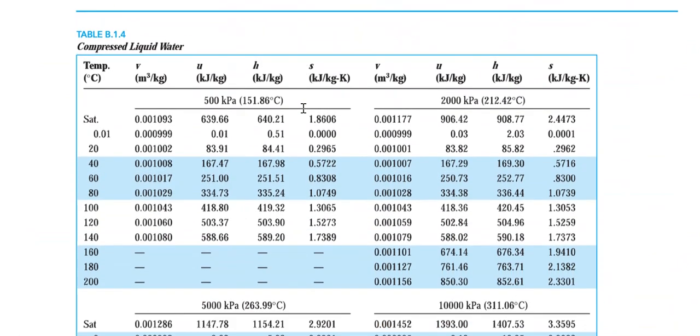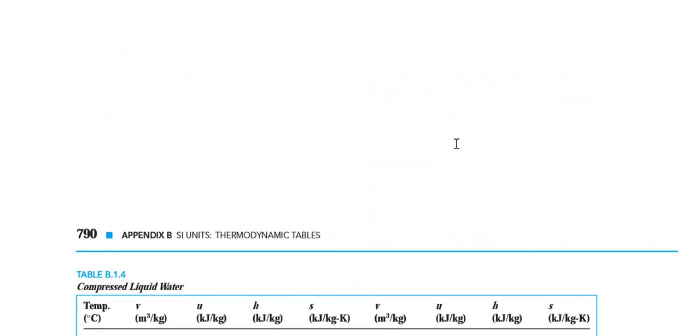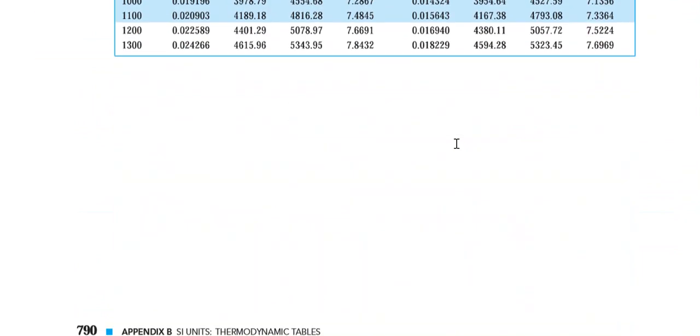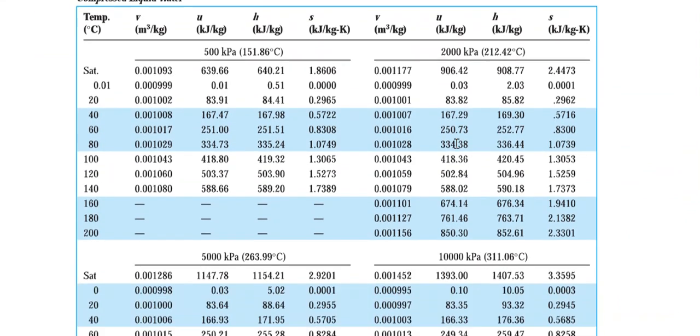So yes, at table number B1.4, at 20 degrees centigrade and the pressure of 100 kilopascal, that's a compressed region.